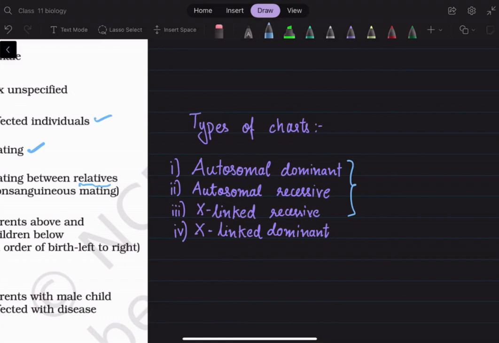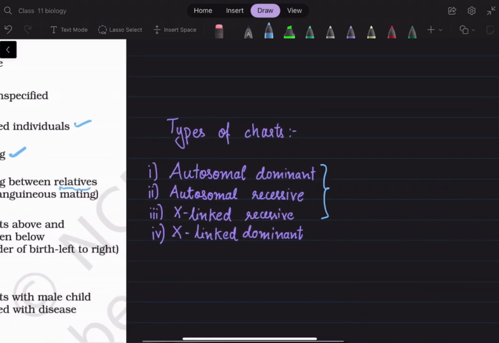In the first one, autosomal dominant, the defective gene which is causing the particular condition or disease is associated with an autosomal chromosome, an autosome. In our case we have 23 pairs of autosomes. So the particular defective gene is present in the autosomes, in those pairs of chromosomes. And when I say X-linked, that means it is present in the X chromosome.